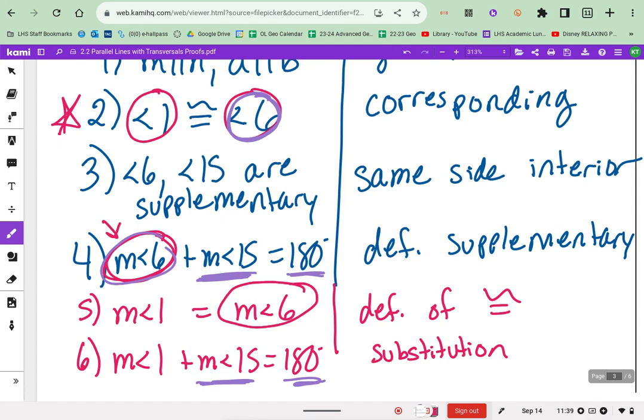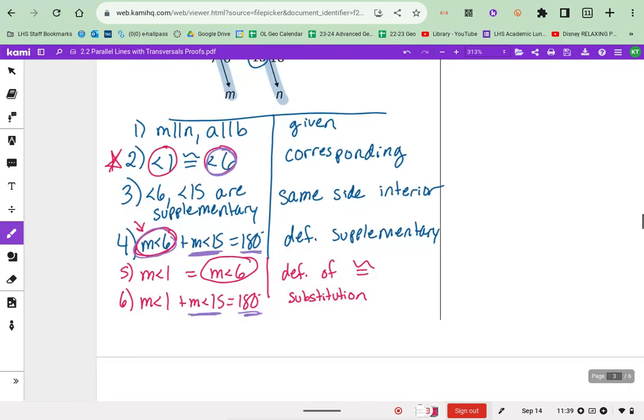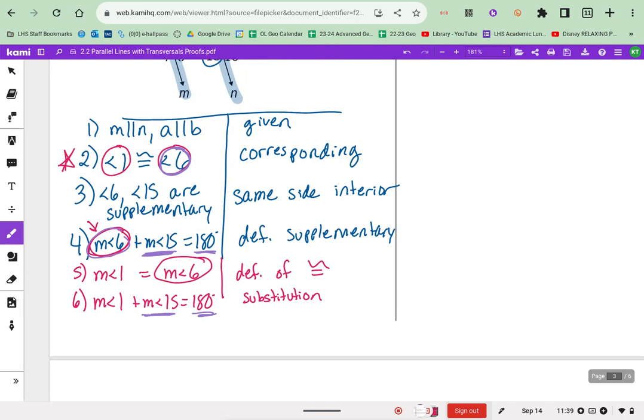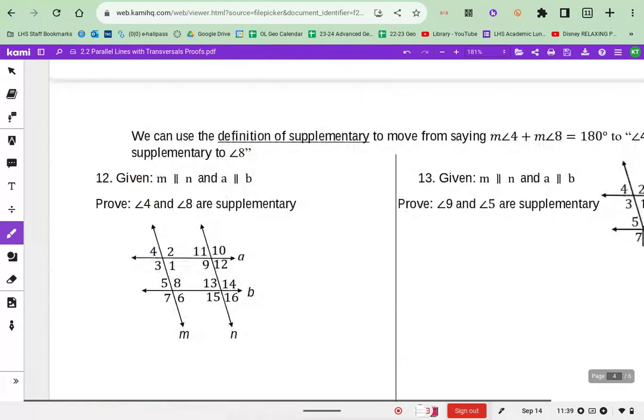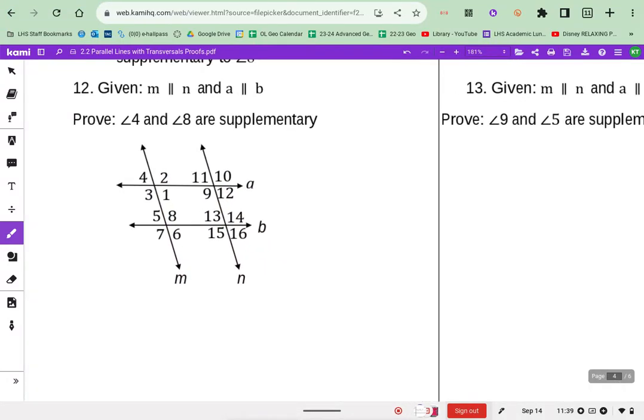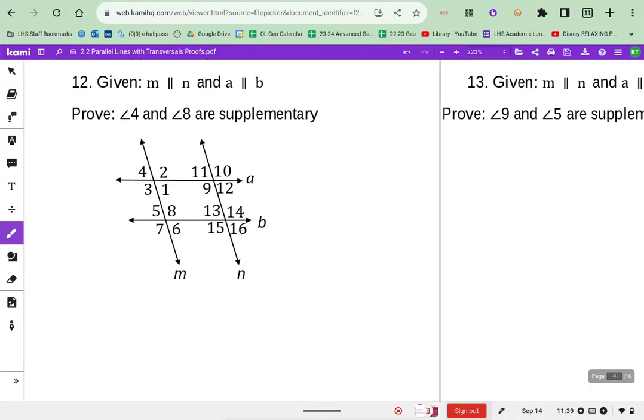Other questions? Want me to repeat anything? Okay, so now let's look at another one. I'm going to give you guys a chance to try one. Let's skip to number 12. Oh, actually, I think I want to do number 12 with you. Can you guys try 11 on your own, actually? Try number 11 instead.